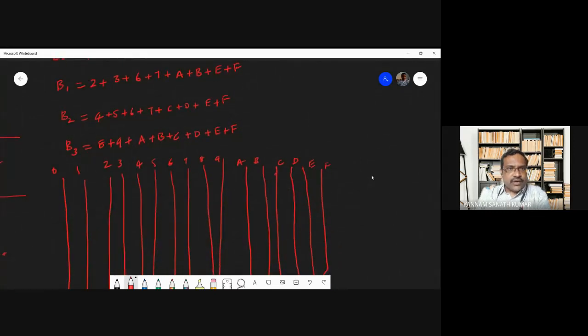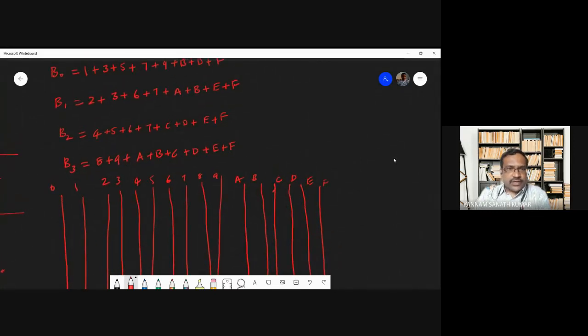So here I'm drawing. First I will draw for B3. Here I can draw one line and I can make the fuse. So what is B3? It starts from 8. I can make this one fuse, so this is connected. So 8 OR 9 OR A OR B OR C OR D OR E OR F. So these are all connected to which gate? OR gate. So this is nothing but B3.